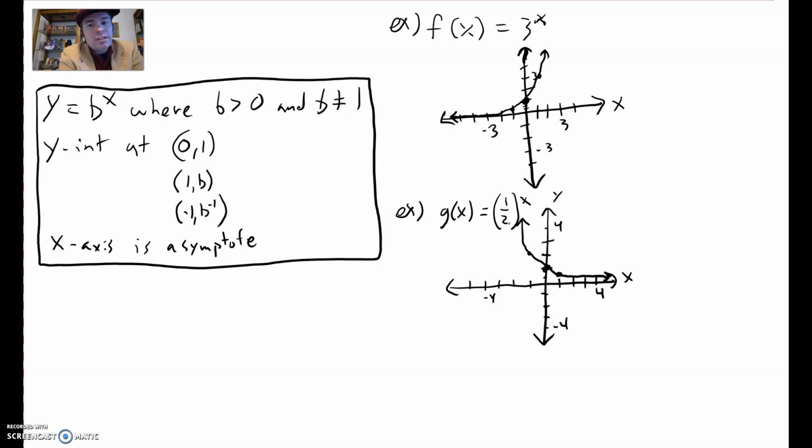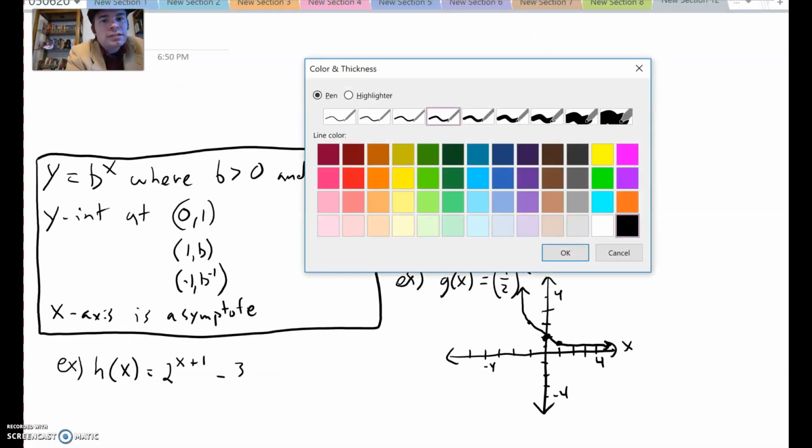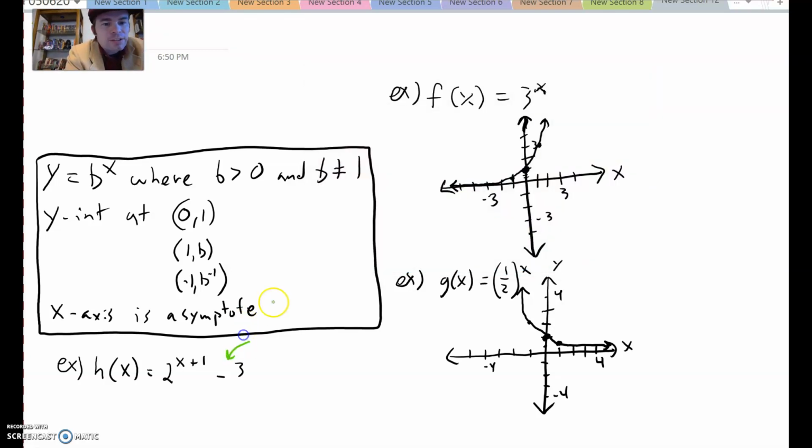Finally, let's graph one of these that's been shifted around. If we had h of x equals 2 to the x plus 1, minus 3, then each of these things is really directions. So it's important for us to recognize that what the -3 tells us is to shift down, and what the +1 tells us is to shift left.